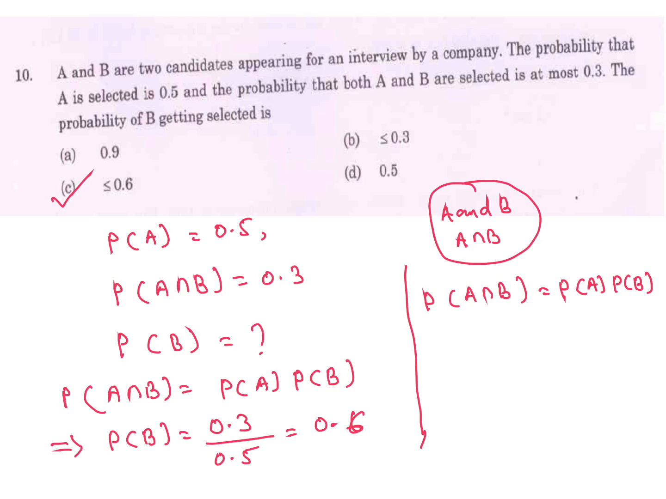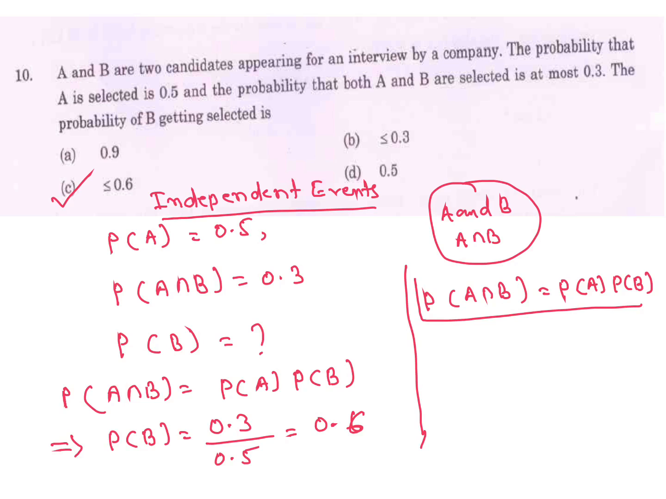This is probability of independent events. So this one we have to remember for independent events.